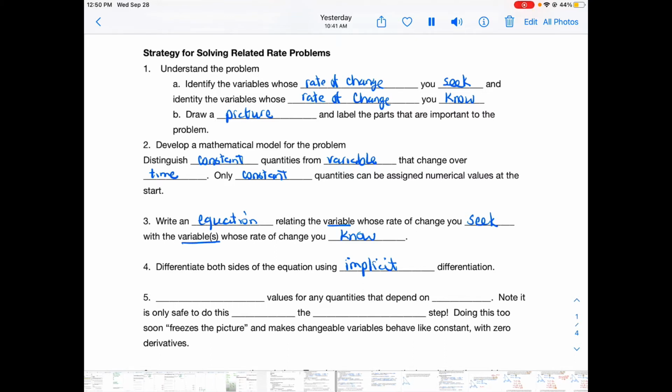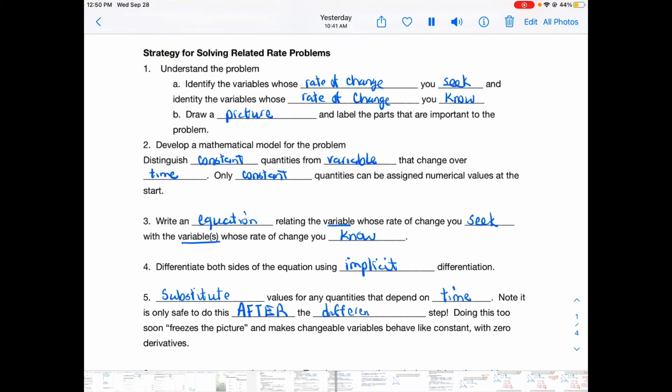And remember, our rates are dy/dt, dx/dt. Then once I have differentiated, this is where I can substitute in some of those numbers I had earlier in the problem. For any quantities that depend on time, any of those variable quantities identified in step 2, I can plug them in now. But remember, do not plug those values in until after you differentiate.